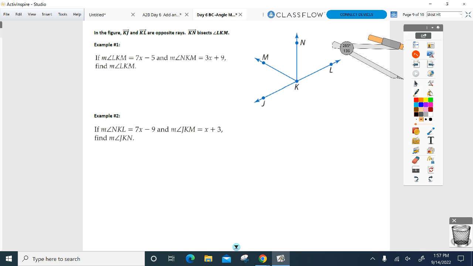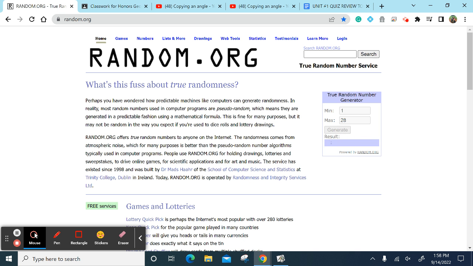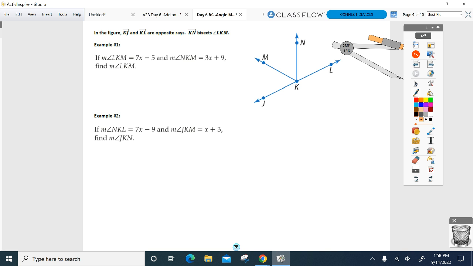Mark your diagram with something right away. Get in the habit. Oh, I see a new vocabulary term: bisects. Mark your diagram. Ray KN, identify it. Bisects, trace it with your index finger. LKM getting bisected. What did you just put on your diagram? 20, what did you just put on your diagram?